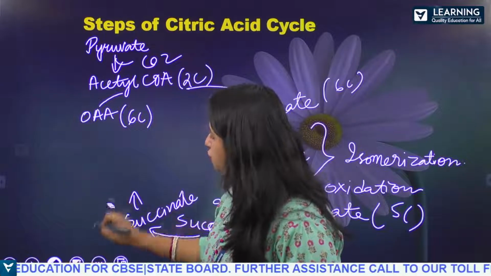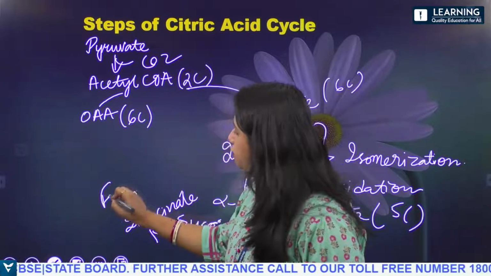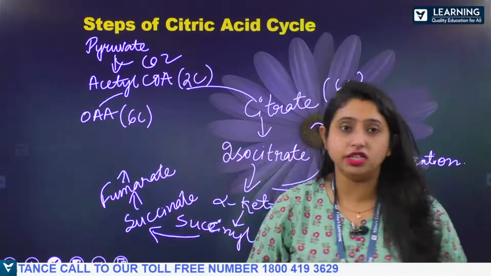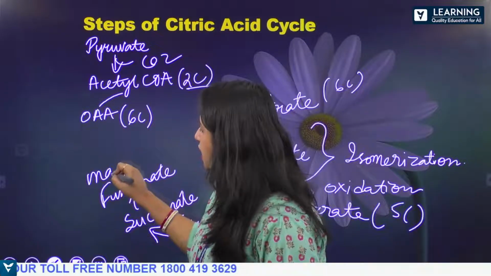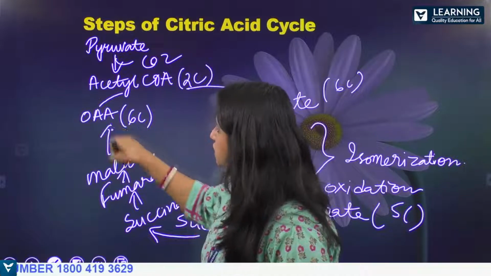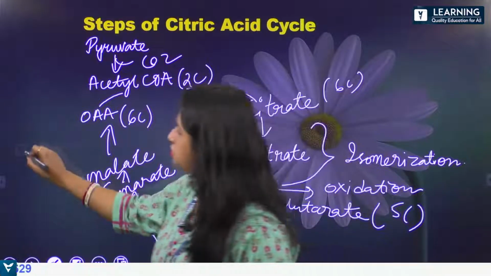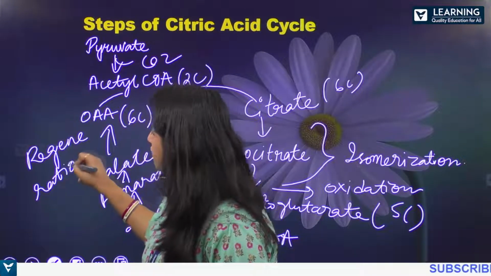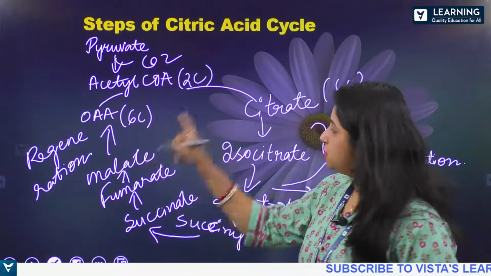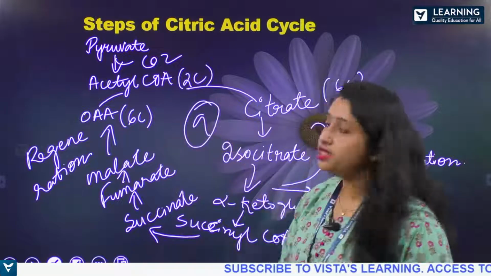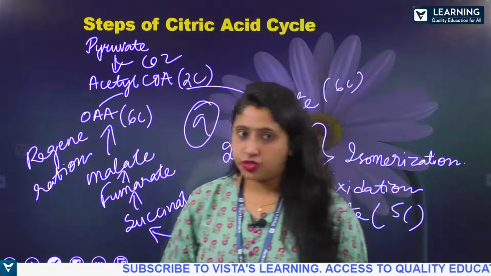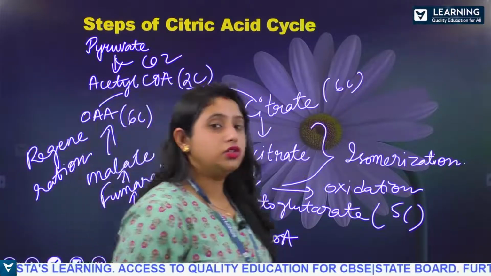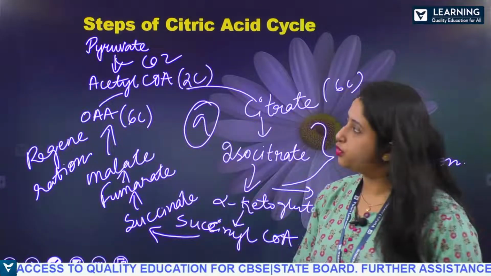From succinate, fumarate is being formed, right? So fumarate gets further oxidized into malate or malic acid, and malate is regenerated into oxaloacetic acid. So here regeneration is taking place, right? Together, how many steps are involved? Nine steps are involved in the Krebs cycle. So this is all about it, and here various enzymes are also helping in the conversion process.